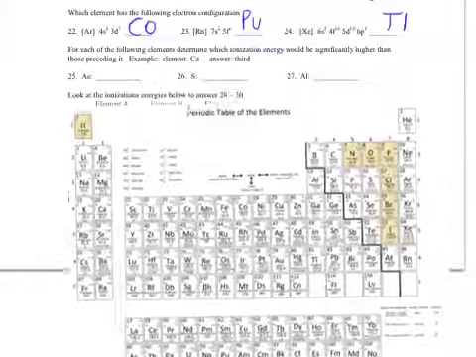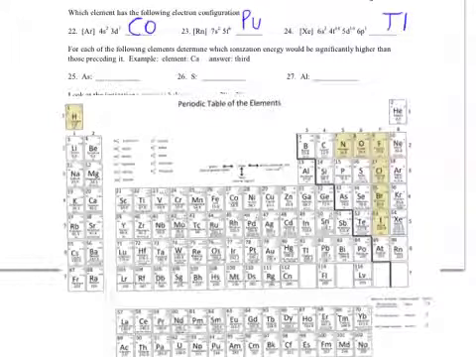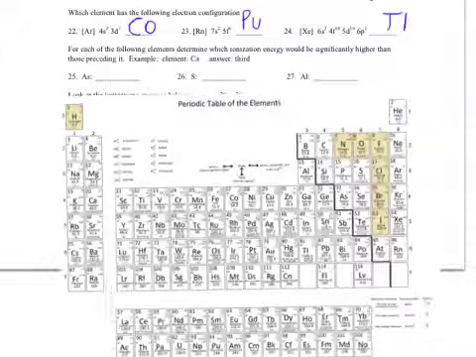Next we got, for each of the following elements, determine which ionization energy would be significantly higher than those preceding it. Well, what that means is, remember, valence electrons are easily removed and have low ionization energies, whereas electrons on the inside are closer to the nucleus and harder to pull from. So here's how we do this. Find arsenic, it's here. It's in column 5. That means it has 5 electrons that are relatively easily removed. So it would have 5 ionization energies that would be getting slightly higher with each of them. But when you got to the 6th one, since you could remove 1, 2, 3, 4, 5 electrons fairly easily, the 6th ionization energy would be pretty difficult.